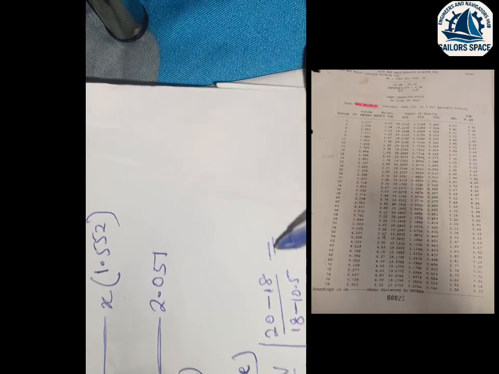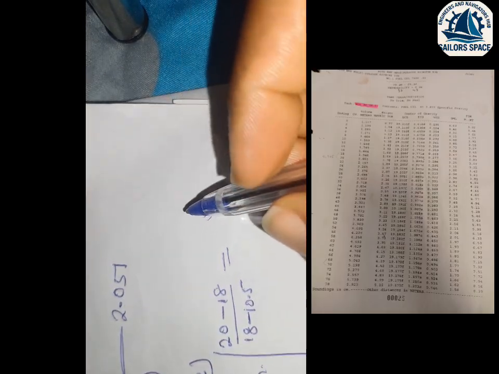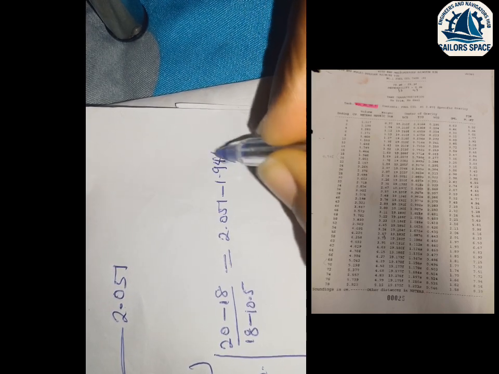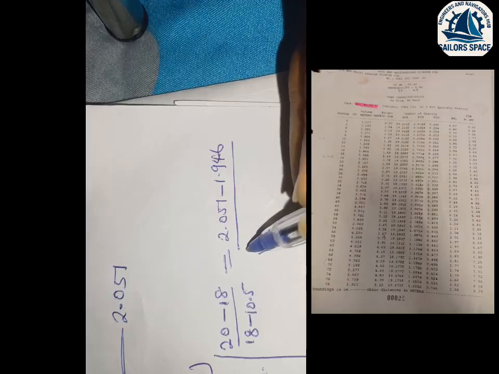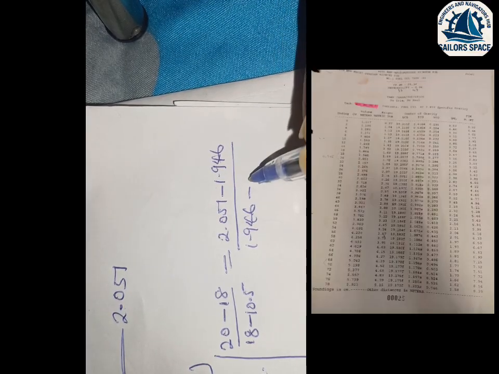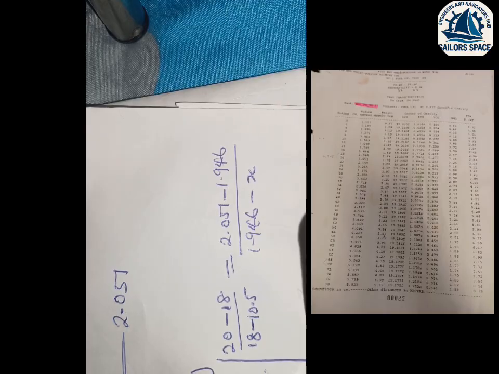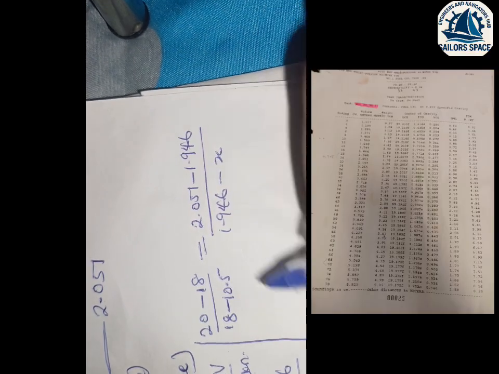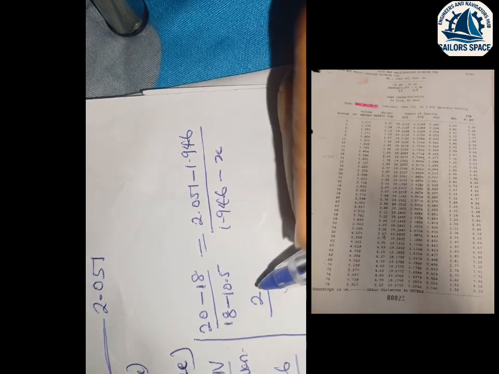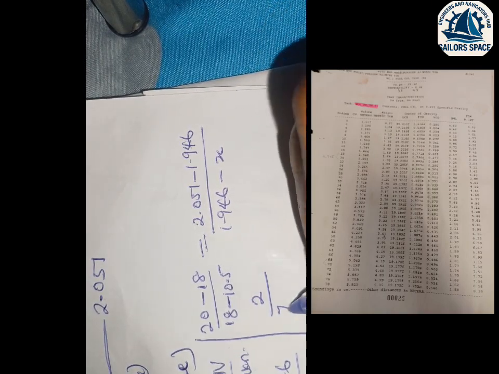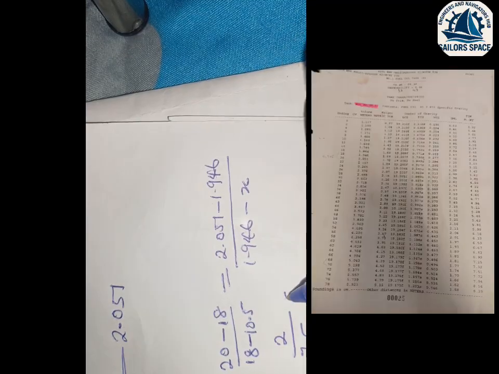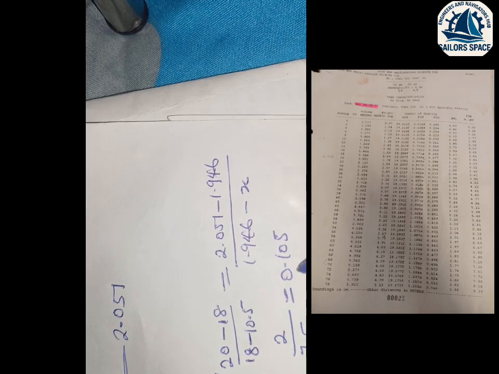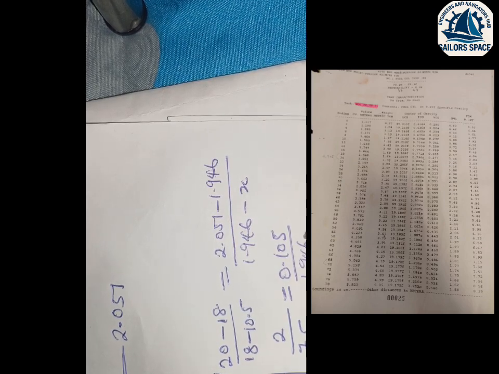What you do to the left hand side, you do to the right hand side with the principle of equation. We now have 20.051 minus 1.946 divided by 18, that's 1.946 minus x. So you see we've changed it to the second formula. Let's see if it will give us the same answer. So this is the same thing. We have 2, but this time around 18 minus 10.5 will give us 7.5. So this will be equals to the same thing, 0.105. This will be 1.946, waiting to be simplified.